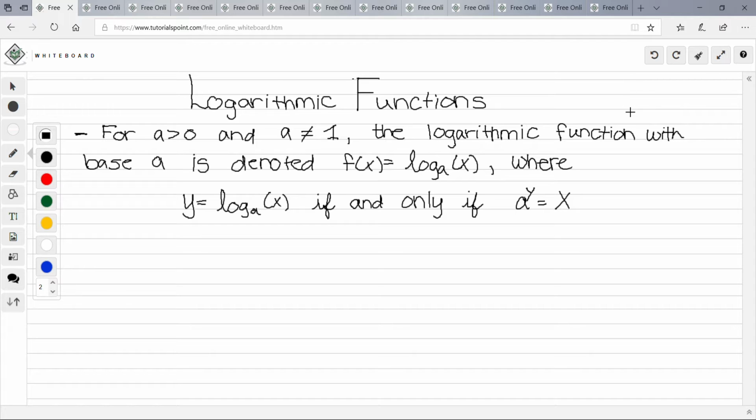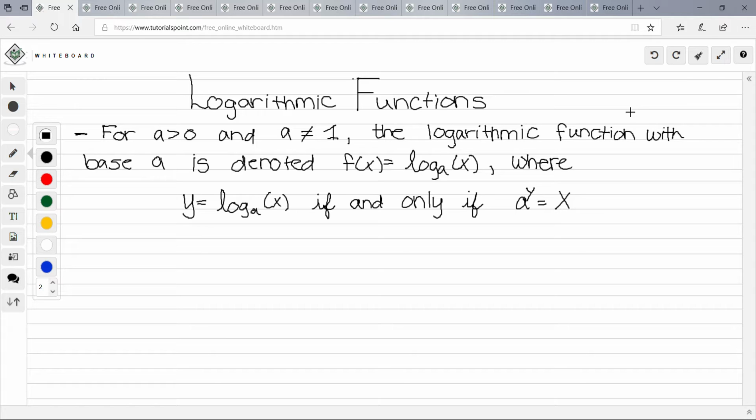Hi, today we're going to learn about logarithmic functions. In this section I will go over the graphing of logarithmic functions and the properties of logarithmic functions. And I'm going to do an application problem involving continuous compounding. So first let's go over the properties of logarithmic functions.